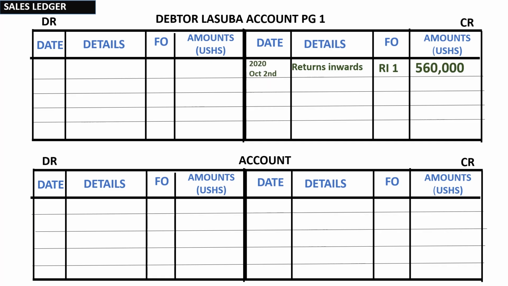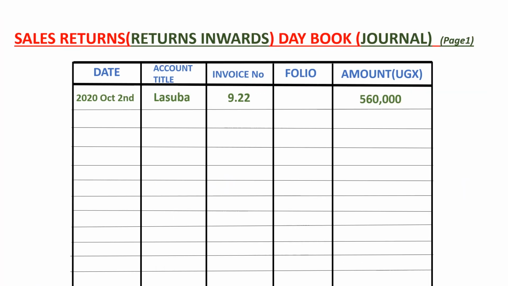So now, after crediting Lasuba's account with that amount, we go ahead and issue what we call a credit note. We issue this credit note to Lasuba to tell him that, hey, you returned goods to us and now we have credited your account. So in other words, the credit note is the source document that we use when we are posting to the sales returns day book, or the returns inwards day book, or the sales returns journal, or the returns inwards journal. That is how it's going to work out. That is the note number right there.